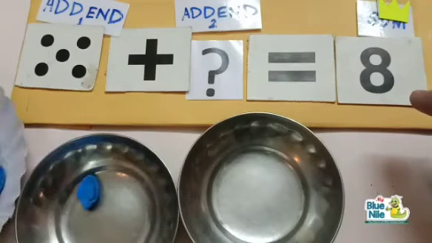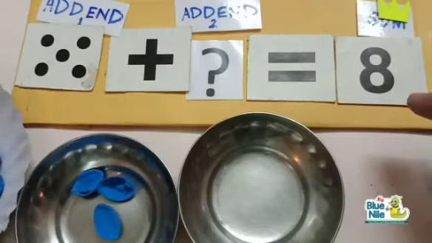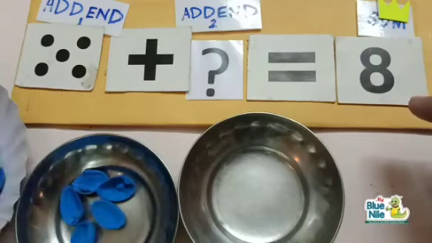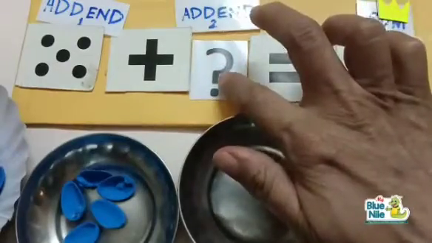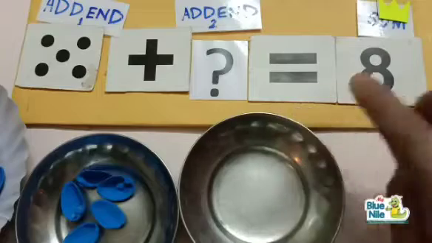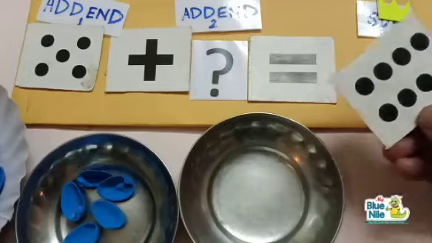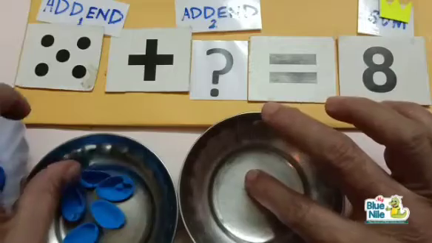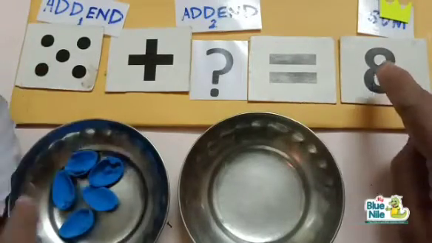1, 2, 3, 4 and 5. Yes, so I've taken 5 pista shells plus dash. I don't know what is my addend 2. I don't know how many shells I need to place here, but I know my answer is 8, right? So 5 plus 3 is equal to 8. So how many pista shells am I supposed to add here so that I get my answer 8? So 5, I know this is 5.